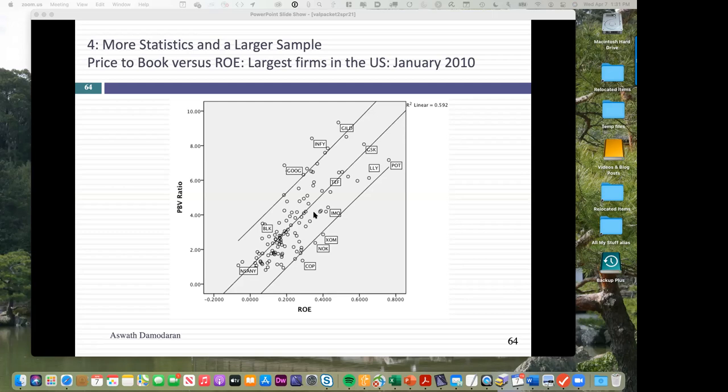But let me ask you a question. Think about where your undervalued and overvalued stocks fall in this chart, right? Notice there are three stocks below the line and three stocks above the line. The three stocks below the line are my undervalued stocks. The three stocks above the line are my overpriced stocks.